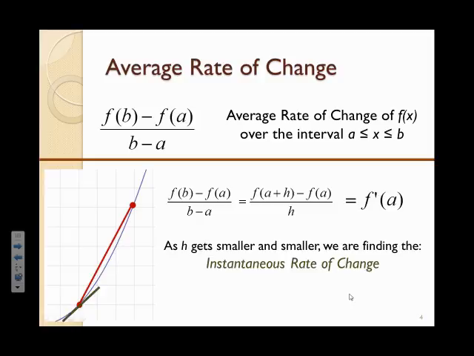We've talked about this before. So as h gets smaller and smaller, we're finding the instantaneous rate of change. The rate of change, the green line down there, is the tangent line at that point. It's also the first derivative at that point, our f prime of a.